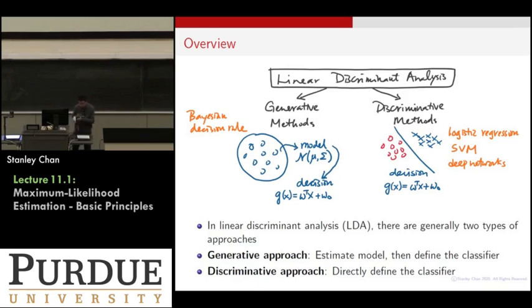Here is the roadmap of where we are in this part of the course. Again, we are in the topic called linear discriminant analysis. We are in the generative method, and we are looking at the Bayesian decision rule. Inside the Bayesian decision rule, we know that we want to find the model, and then from the model, you want to find the decision rule, which is a linear classifier.